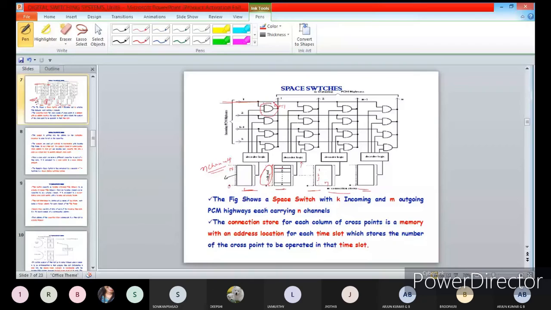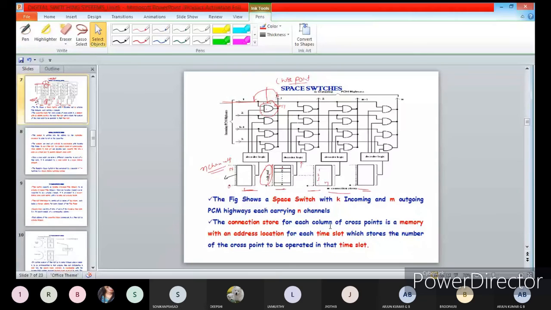Then the connection will be made between the first incoming PCM and the first outgoing PCM. Okay, that is the thing. That is the way to operate the space switching system. That's why we can observe a connection store for each column of the cross points.